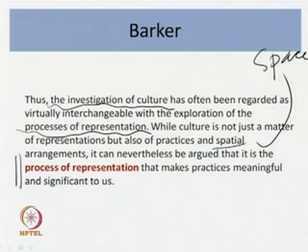Now, what Barker is saying here is that, well, I agree. We agree that culture is not just representations or representation effects. We agree that culture is also a matter of different cultural practices and different arrangements both in space and time. But he says that we can very well argue that the process of representation, the process of symbolization, is that which makes practices meaningful and significant to us.